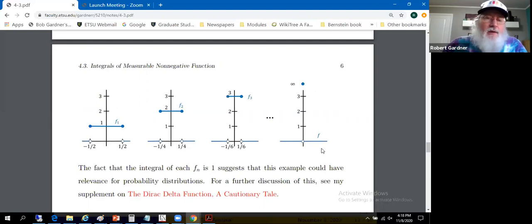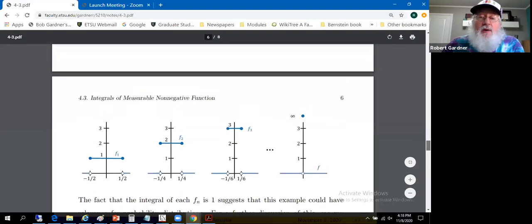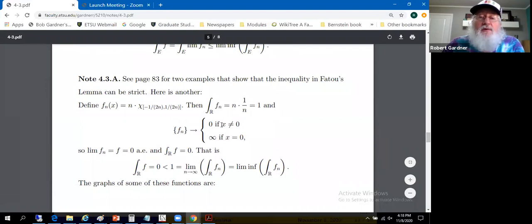So the integral of that function is 0. So what was that? The integral of all these is 1. Here's the limit function. The integral of the limit function is 0. So we've got 1, 1, 1, 1, 1, and 0. We've got the integral of f sub n is always 1, but the integral of f is 0. So stated in terms of integrals instead of pictures, the integral over R of f sub n is always 1, as we just discussed.